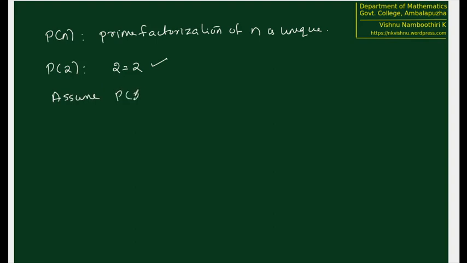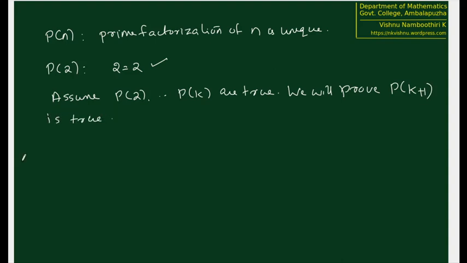Assume that P(2) through P(k) are true. We will prove the statement P(k+1) is true. For the sake of avoiding some confusion, we may rearrange the primes appearing in the two representations of the given n in such a way that the primes appear in increasing order.